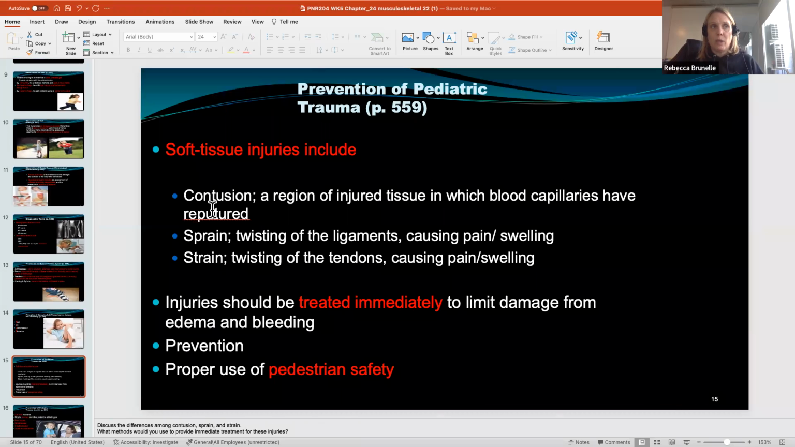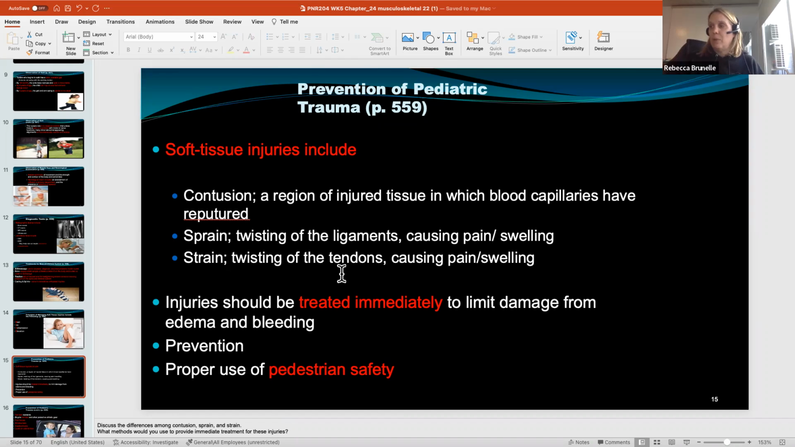These are the 3 different types of soft tissue injuries. A contusion, you fall and you have a rupture of the blood capillaries, so you might see some bruising, discoloration. A sprain is twisting of the ligaments, and a strain is twisting of the tendons.